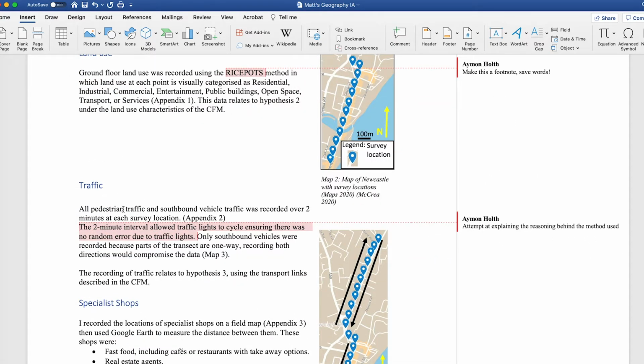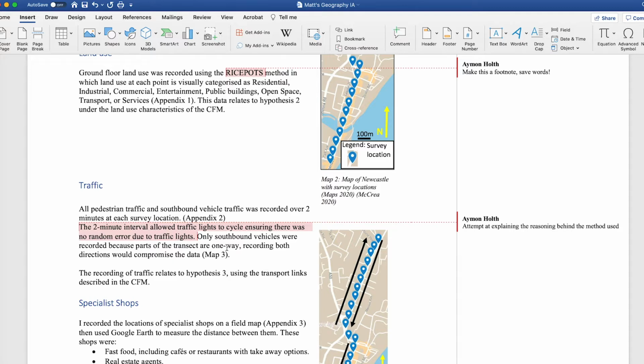Okay, then we're moving on to, yes, okay, so you actually need to explain, I like what he's doing. He's attempting to explain the reasoning behind the method he used within his different hypotheses to collect data, but it needs to be much deeper reasoning. You can't just say, the 2-minute interval allowed traffic lights to cycle, ensuring there was no random error due to traffic lights. You could say, otherwise, the results would be skewed because of this and this, or otherwise this could impact the results because of this.